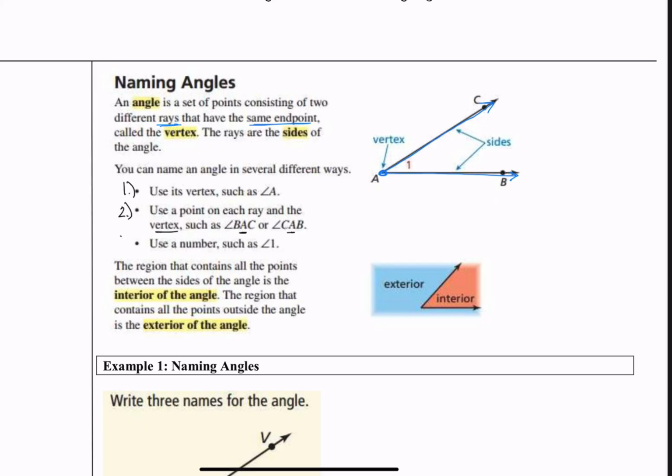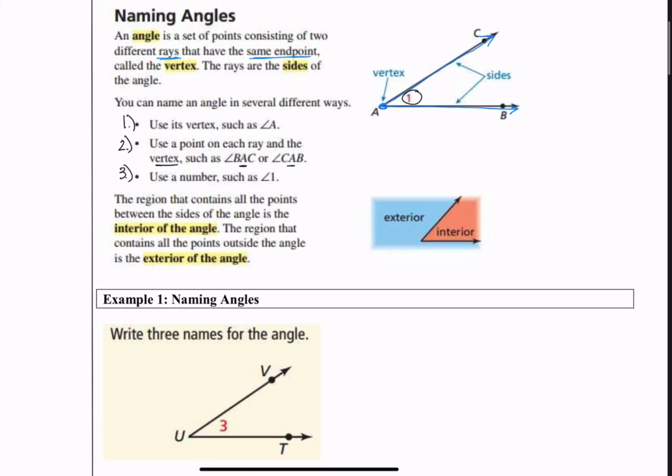And the third way, if you happen to have one, is to use the number. You can see here that we've got the number 1 in the middle. So we're actually able to name this angle, angle 1. So 3 different ways to name the exact same angle.